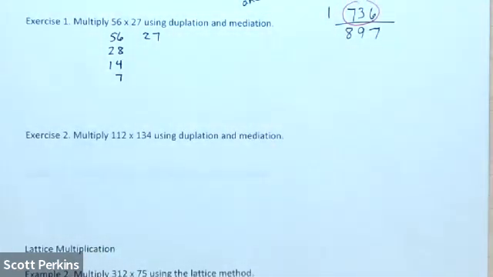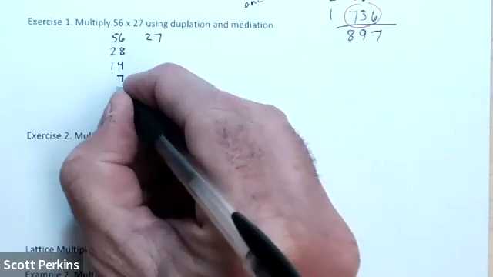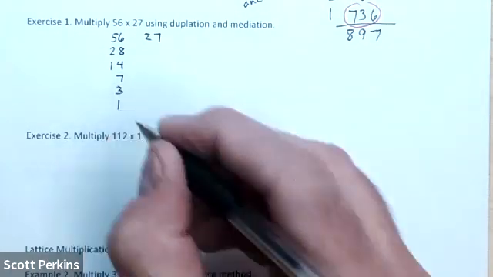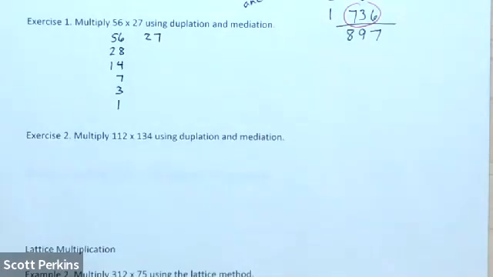7 divided by 2 is 3.5. I only care about the 3 part. And then 3 divided by 2 is 1.5. I only care about the 1 part. And then I'm down to where I need to be.